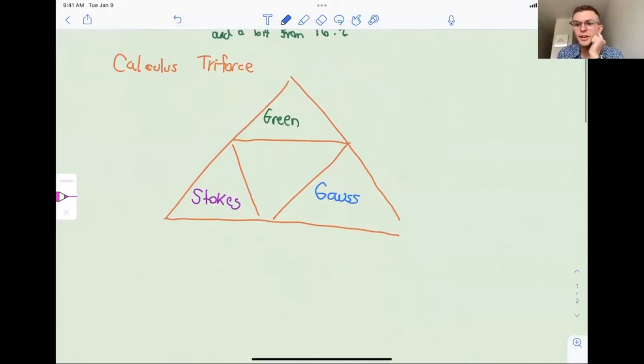Essentially, there are 3 main theorems left in this class. One is Green's theorem, the other is Stokes' theorem, and the other is Gauss's theorem, also called the divergence theorem. What we're going to talk about today is Green's theorem. And you'll see that Green's theorem is basically for the XY plane.